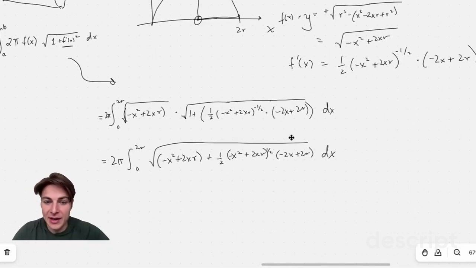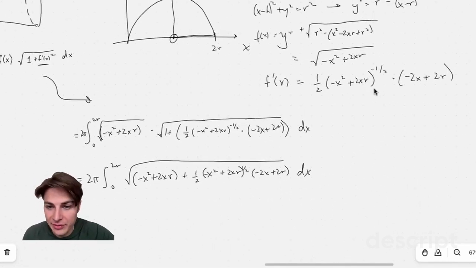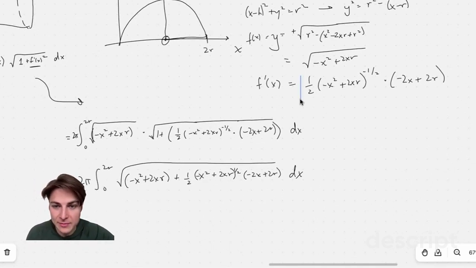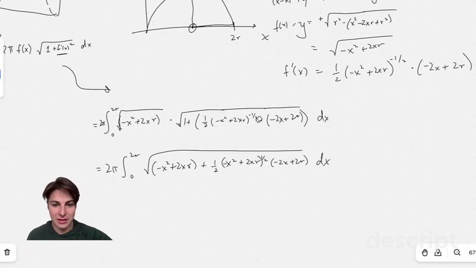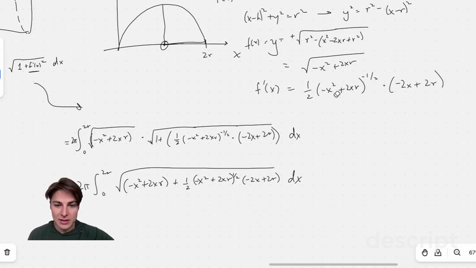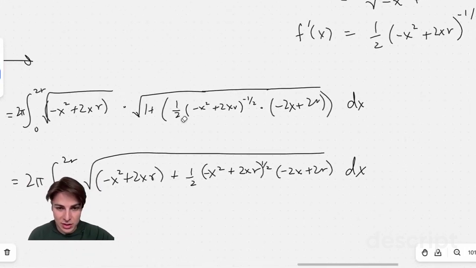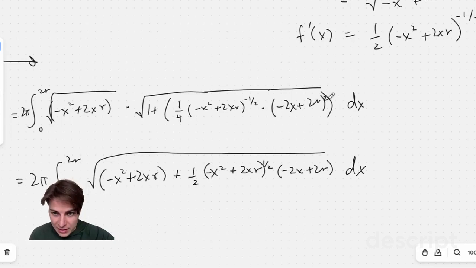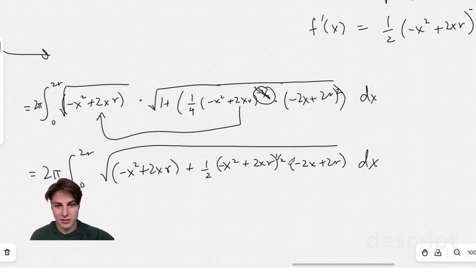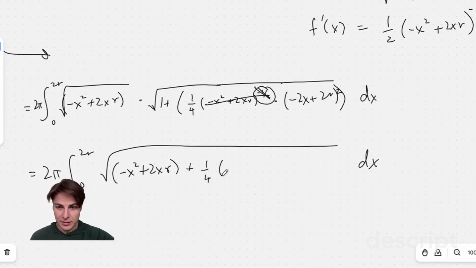I just realized that I did not square my derivative. So this is f prime of x here, but I did not square it, which actually is okay because it's going to make this a little bit easier. So by squaring this, here are the only things that change. This 1/2 becomes a 1/4. This thing gets squared, and then this gets squared, which means it actually does cancel with the multiplication of this. So we have 1/4 and then (negative 2x plus 2r) squared.